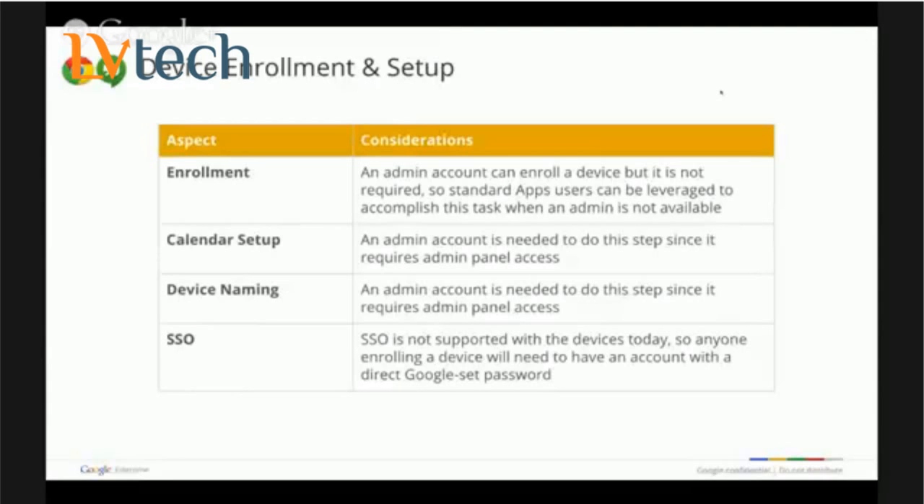So for enrollment, basically you just need an account on that domain to enroll that device on that domain. Once you purchase the device, you get a license. That license is then consumed by that device once it's enrolled. The calendar setup and the device naming require administrator accounts. So frankly, you just go into the admin panel and you can associate the name of the device with one that's listed in the admin panel for easy identification. And then you can also associate devices with calendar resources.